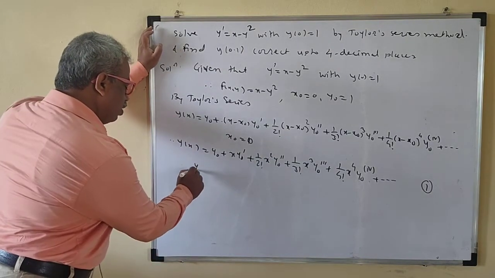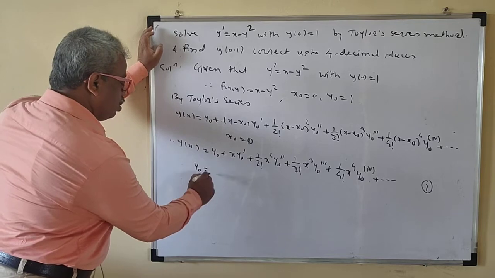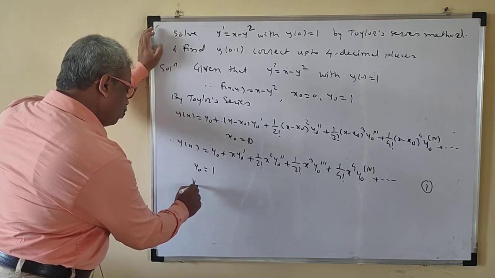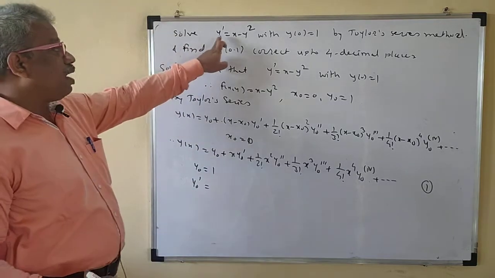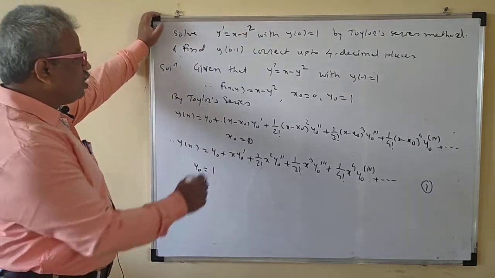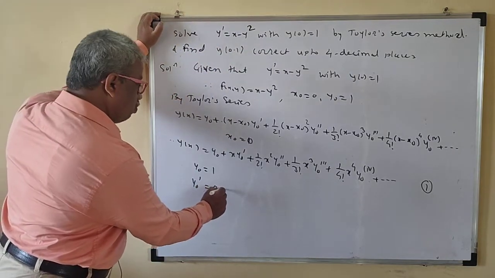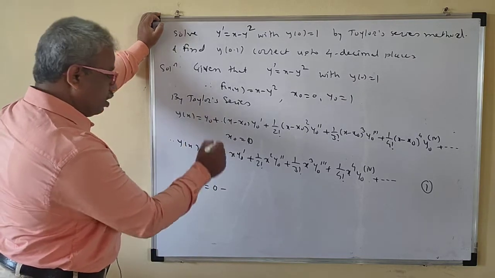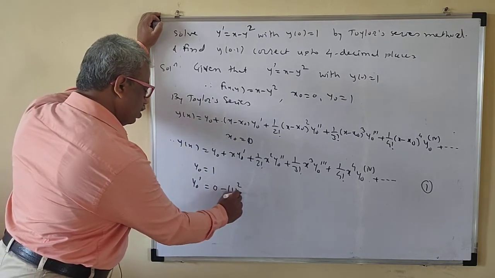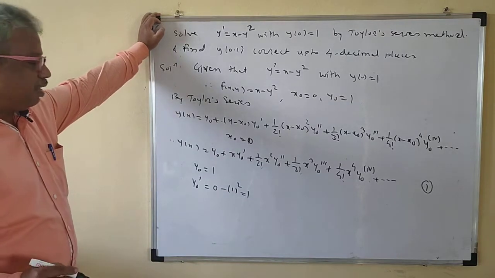Okay, so what is your y naught? Y naught is 1. So y prime is equal to x minus y square. X is 0 now, minus y naught square, which is 1 square. So this will be minus 1. Your y naught prime is minus 1 now.